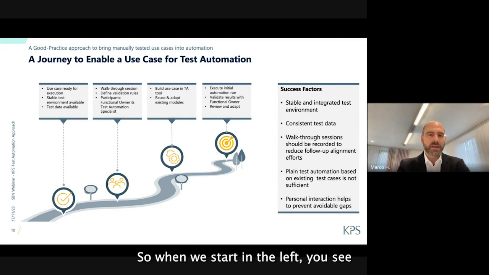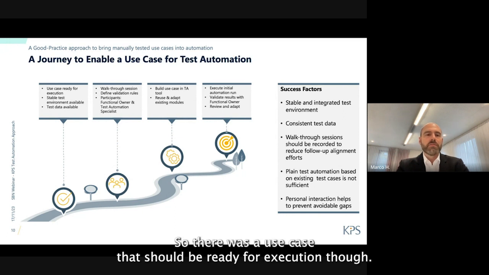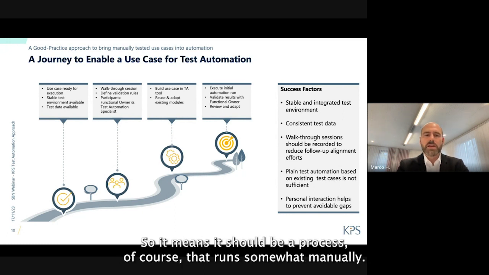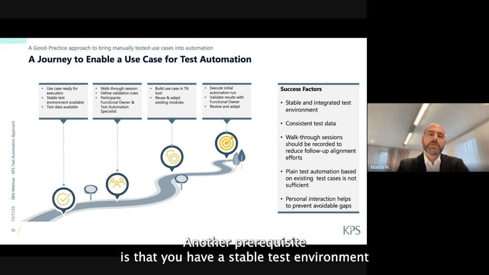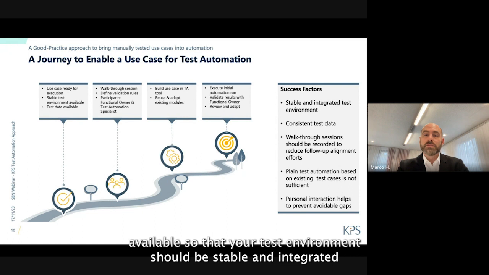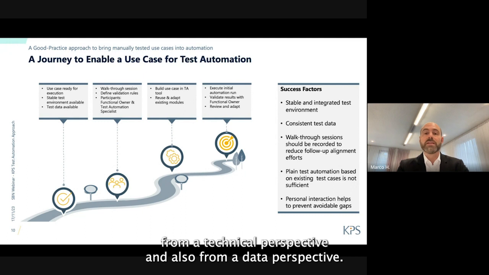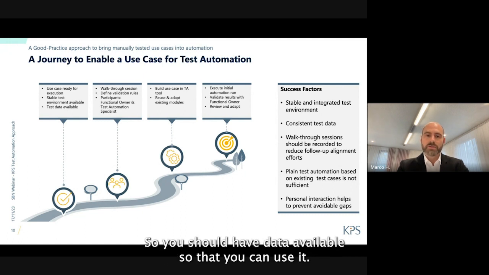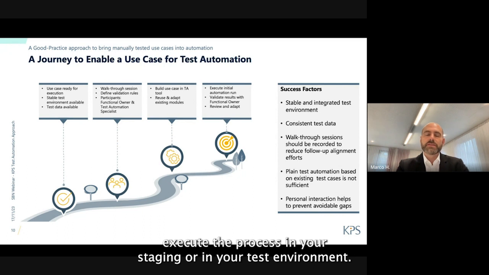When we start on the left, you see, first of all, I called it use case. You can call it end-to-end process, whatever you like, but that's what I mean. There is a use case that should be ready for execution. It should be a process, of course, that runs somewhat manually, so that you can automate it better. Another prerequisite is that you have a stable test environment available, stable and integrated from a technical perspective, and also from a data perspective. You should have data available so that you can use it. Everything, basically, to be able to manually execute the process in your staging or in your test environment.